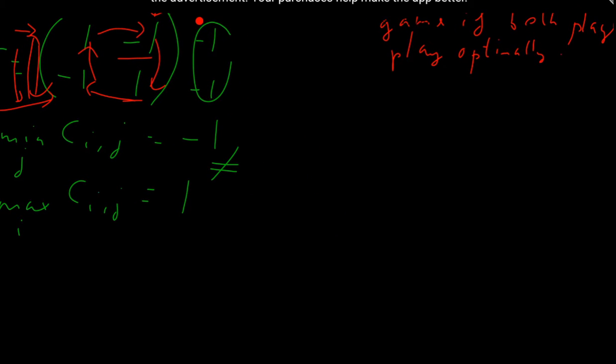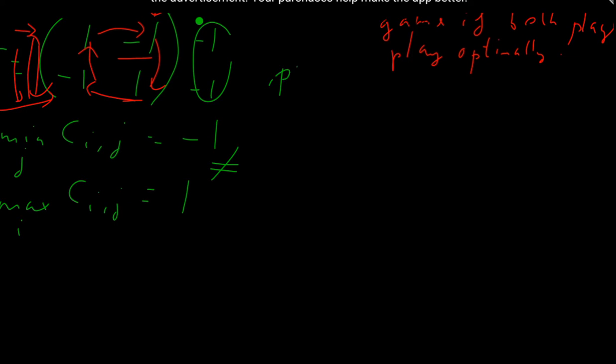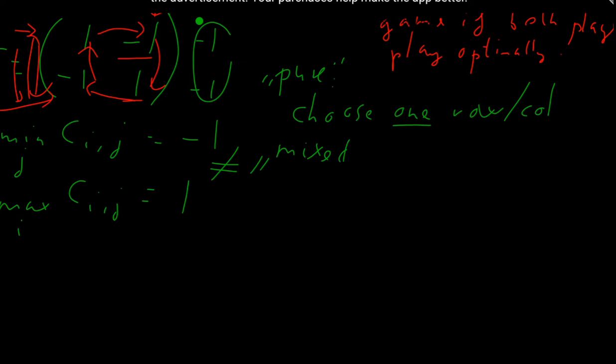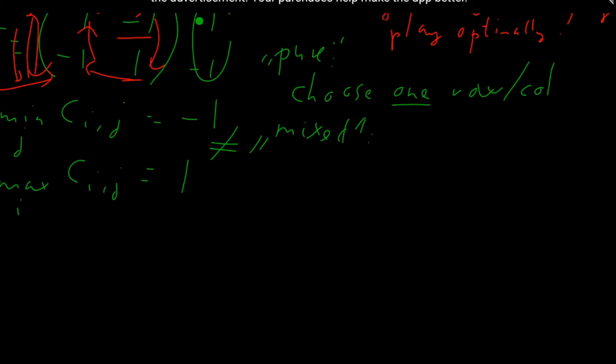That's why these games are called pure games. Pure means choose one row and column. And there is an option for playing in a randomized way, a mixed game. It means that you are choosing probabilities for each row, or for each column if you are player B.